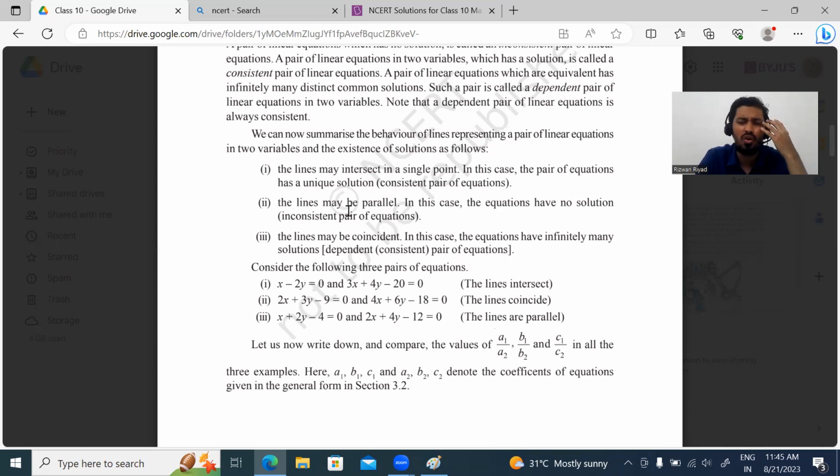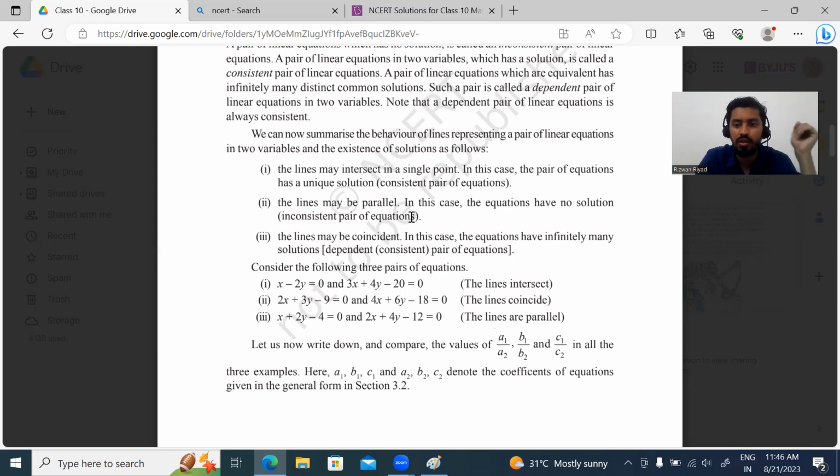In such a case, you cannot find any point of intersection for the lines. Parallel lines never intersect. So we can say there are no solutions. If they are not intersecting, there are no solutions. So in this case, the equations have no solution, or we can say it's inconsistent. That is the meaning of inconsistent.